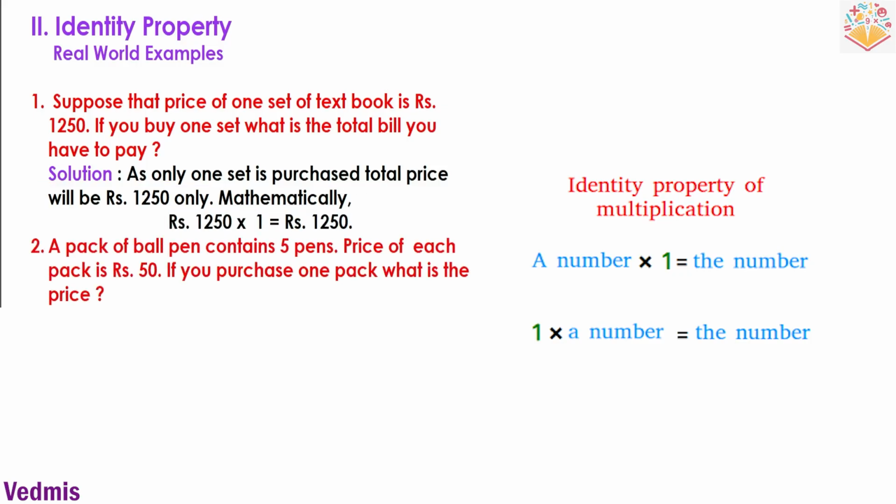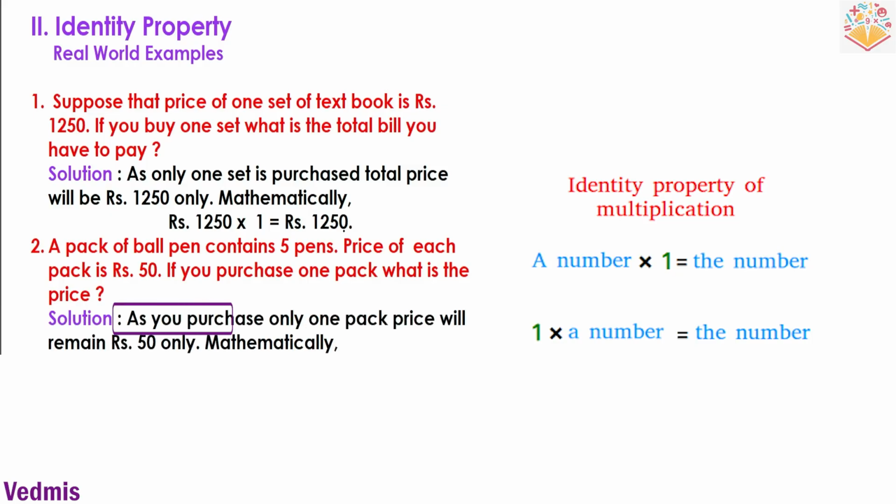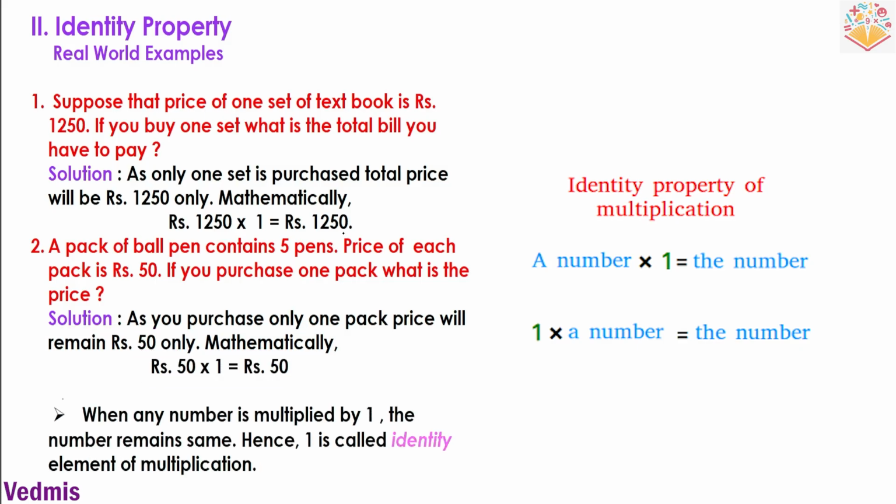Let us take another example. A pack of ball pens contains 5 pens. Price of each pack is 50. If you purchase one pack, what is the price? As you purchase only one pack, the price will remain rupees 50 only. Mathematically, we put it as 50 into 1 is equal to rupees 50. When any number is multiplied by 1, the number remains the same. Hence, 1 is called the identity element of multiplication.